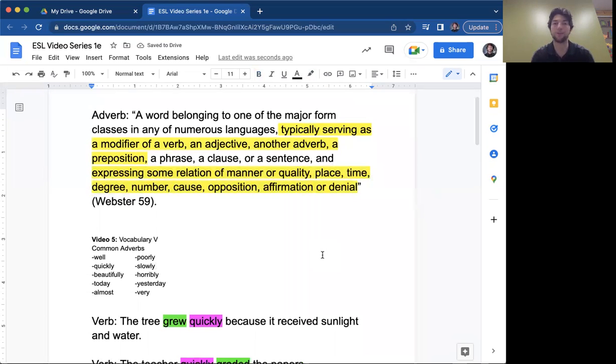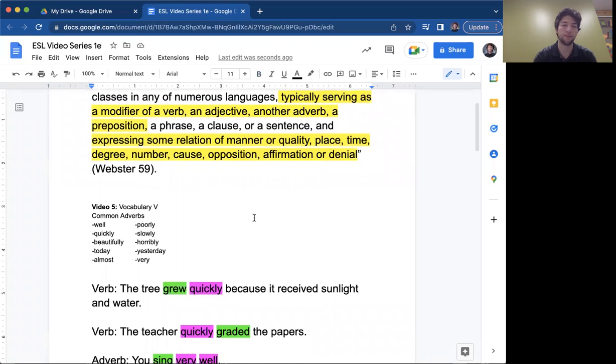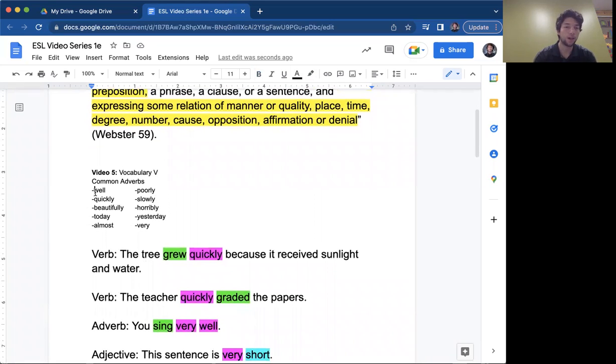But anyways, this definition comes from Webster's 9th Collegiate Dictionary on page 59. So, all right, let's talk about some common adverbs. We have well, poorly, quickly, slowly, beautifully, horribly. And so far, these are all opposites on the left and right. The rest aren't necessarily opposites, they're just other adverbs. We have today, yesterday, almost, and very.